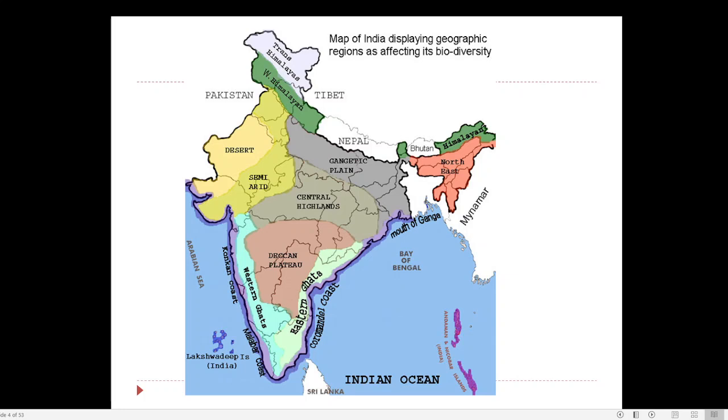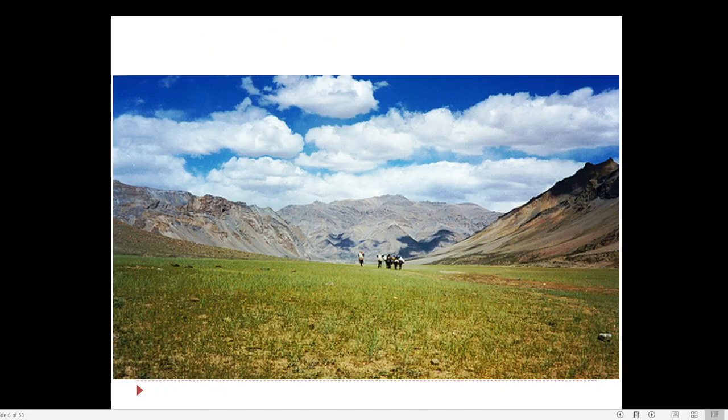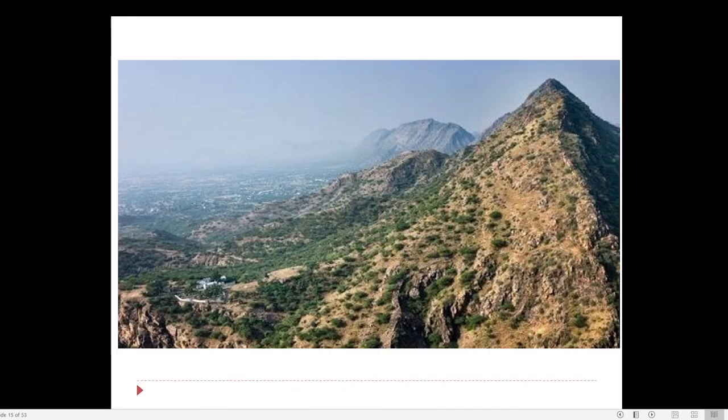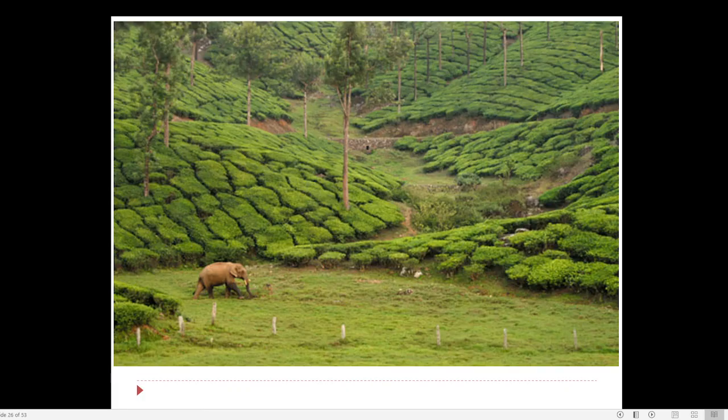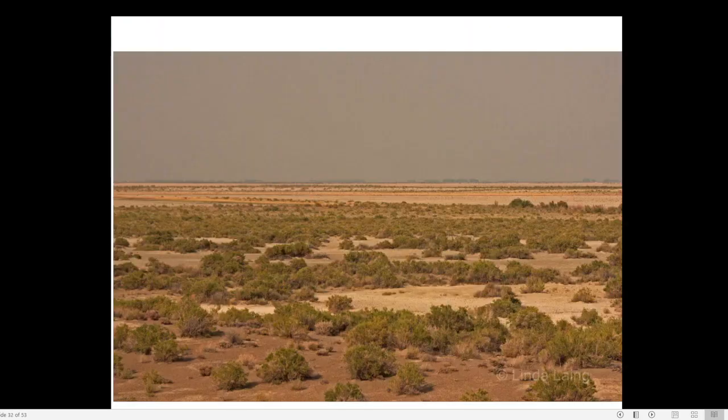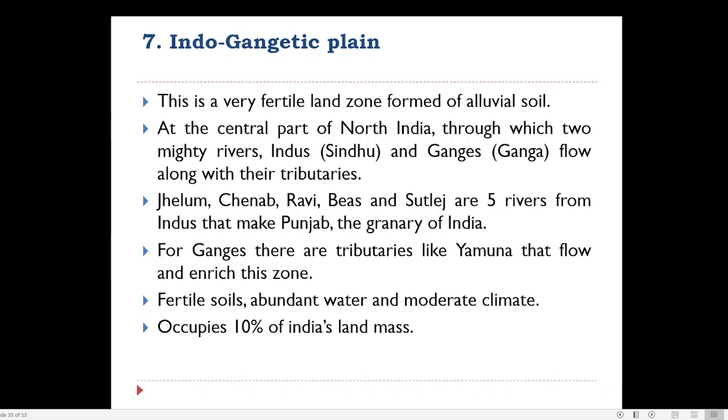That high fertility of the soil is responsible for high population density there. So that is about the Himalayan area, the Indo-Gangetic Plain. Maybe in your school classes also you might have studied about the Indo-Gangetic Plain.